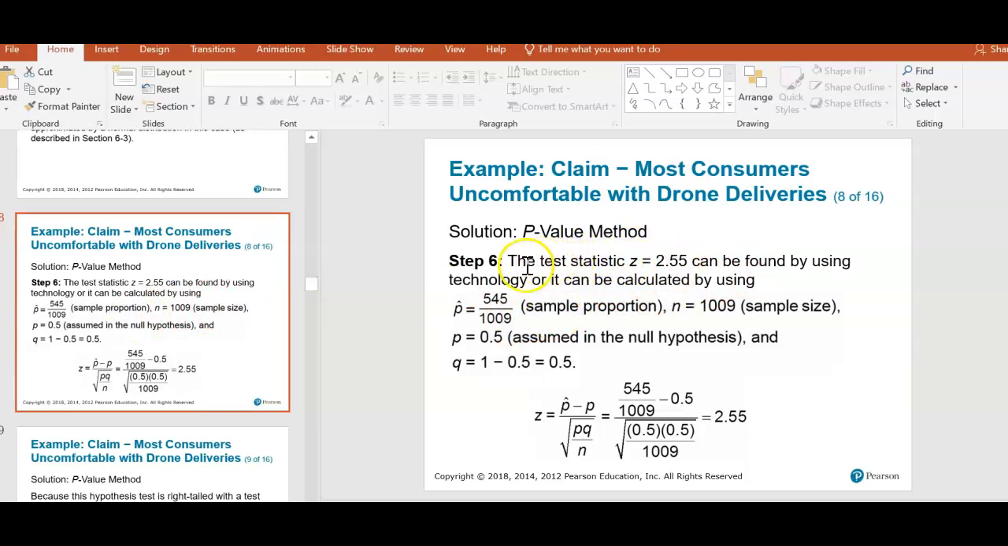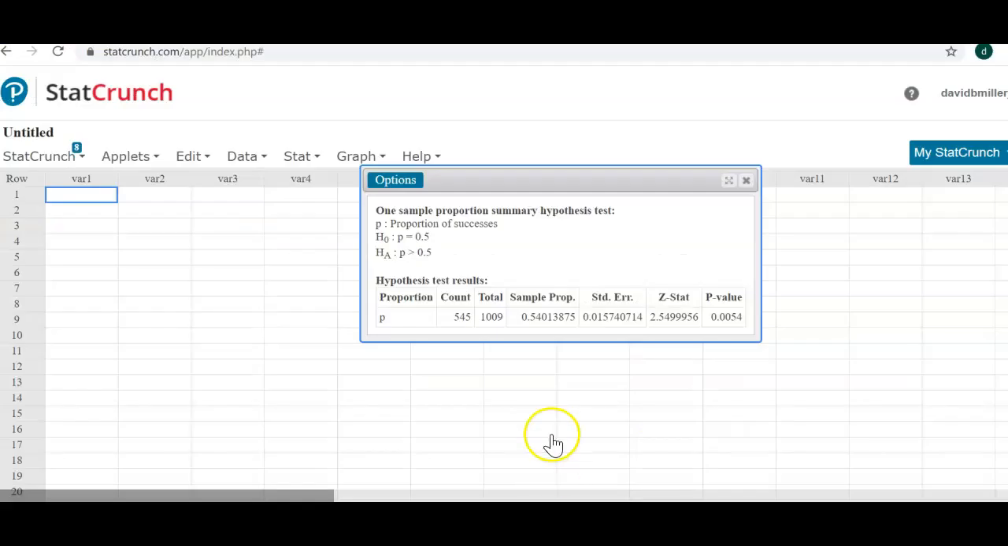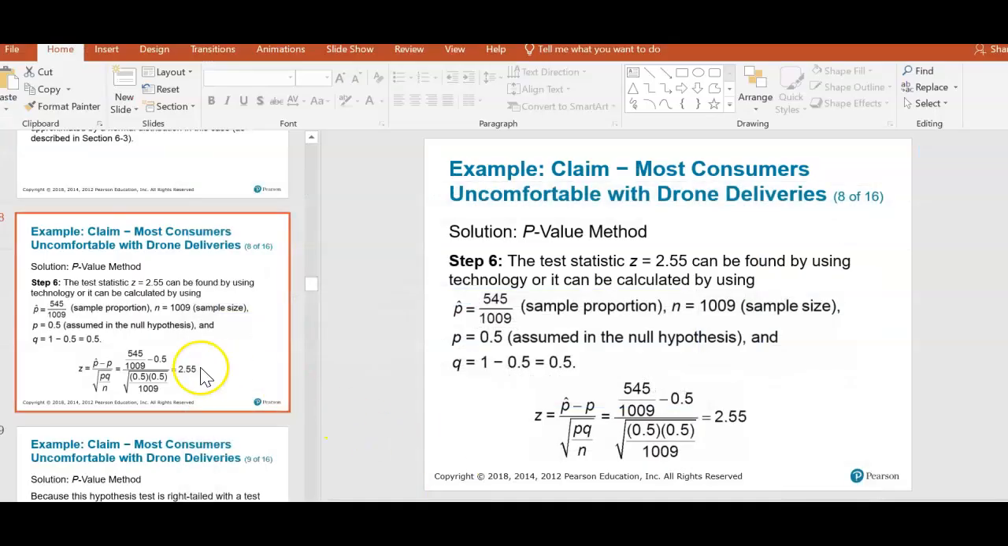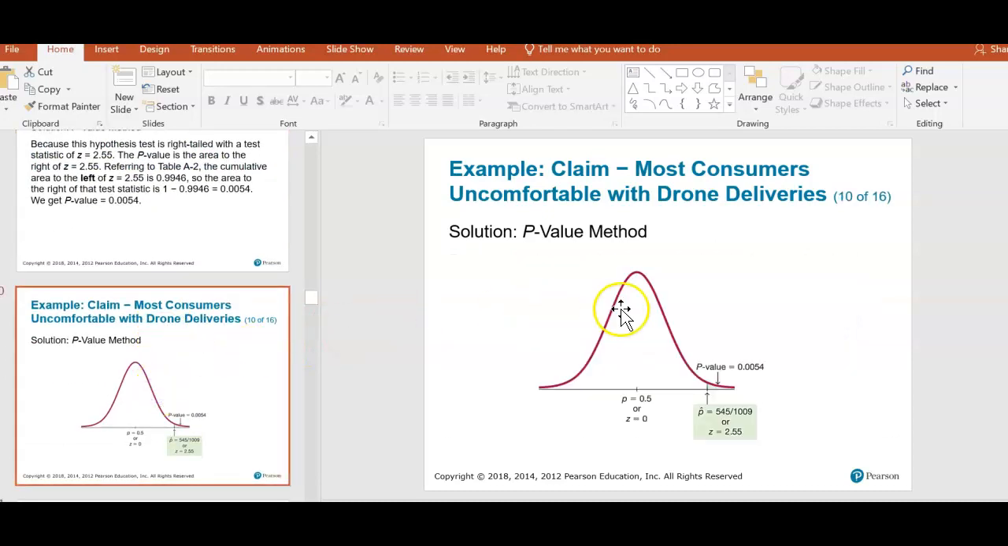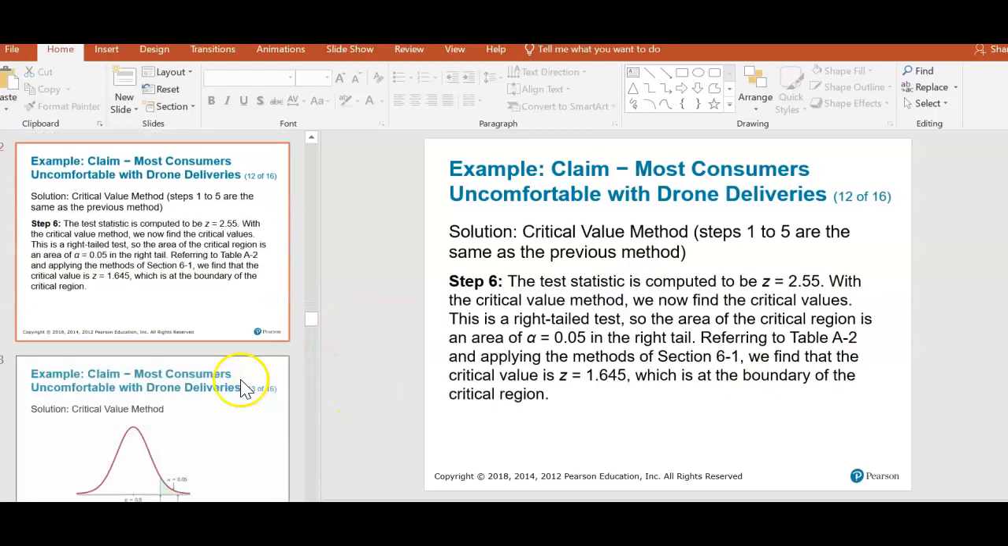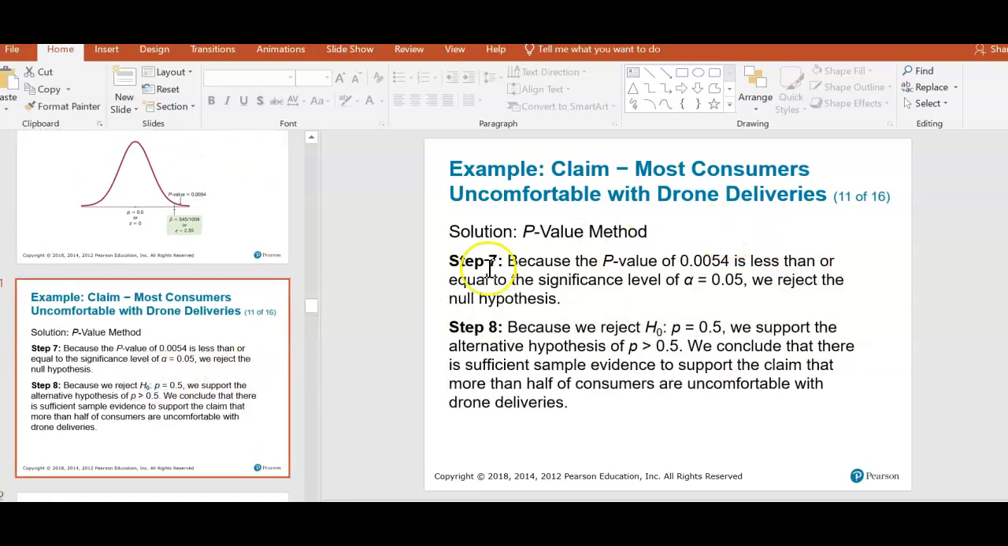We also got the test statistic, which is 2.55. They're calculating it by hand here. We had that from StatCrunch, a 2.55 z-stat and p-value 0.0054. So by the p-value method, since we got 0.0054, that is less than the 0.05 that we were looking for. So we're in really good shape. So actually, let's skip to step 7. Our 0.0054 is less than the 0.05 that we had for alpha, so we can reject the null hypothesis.